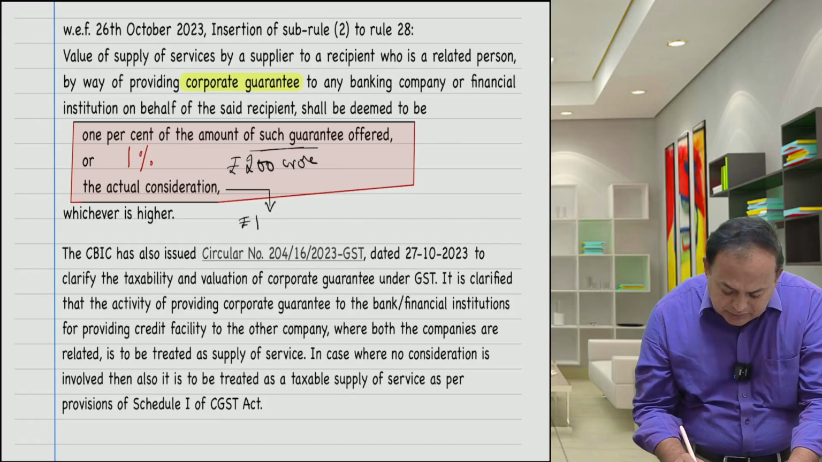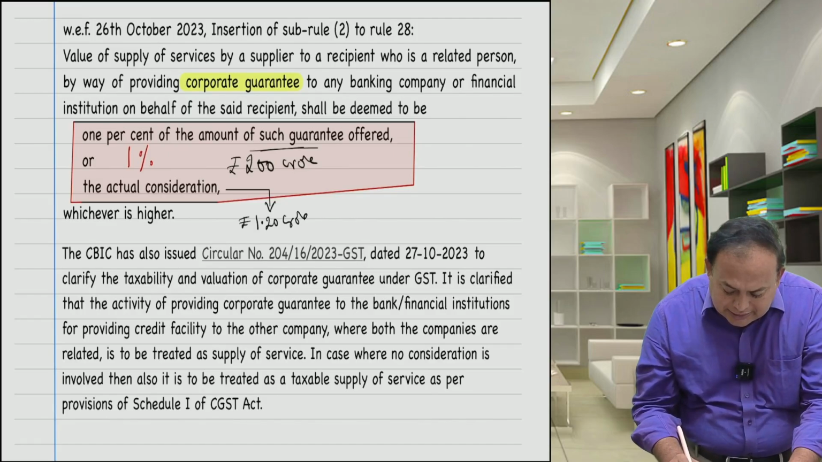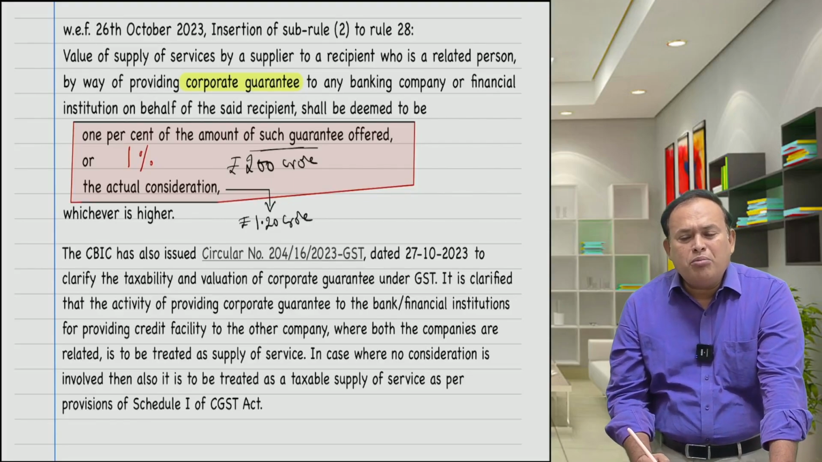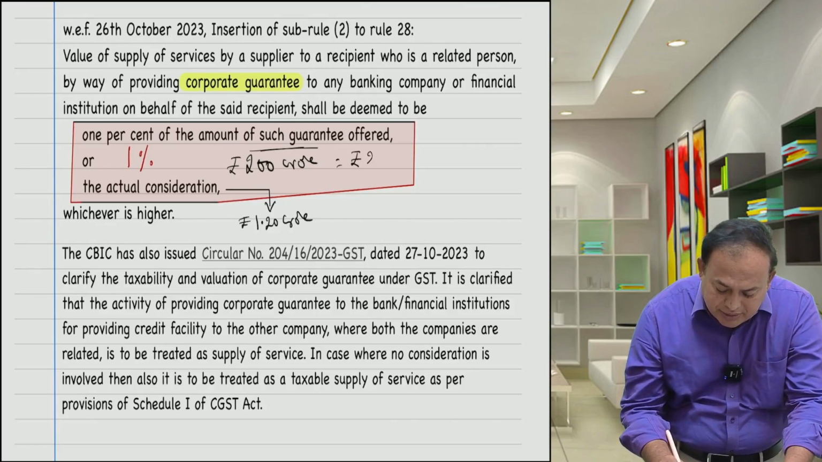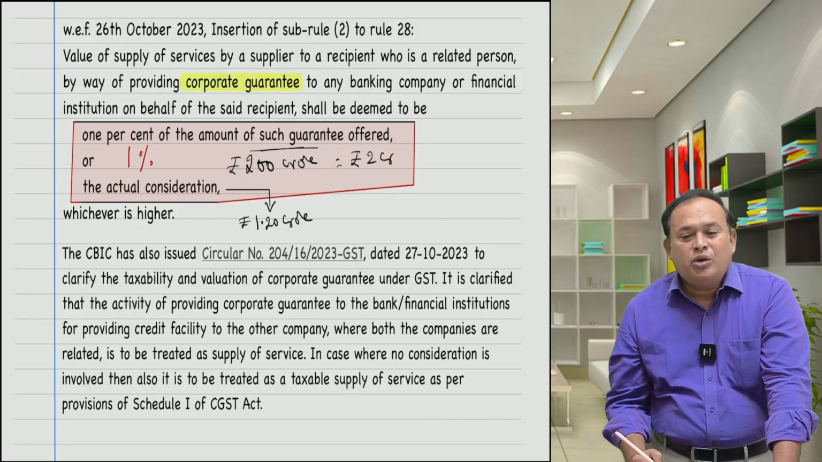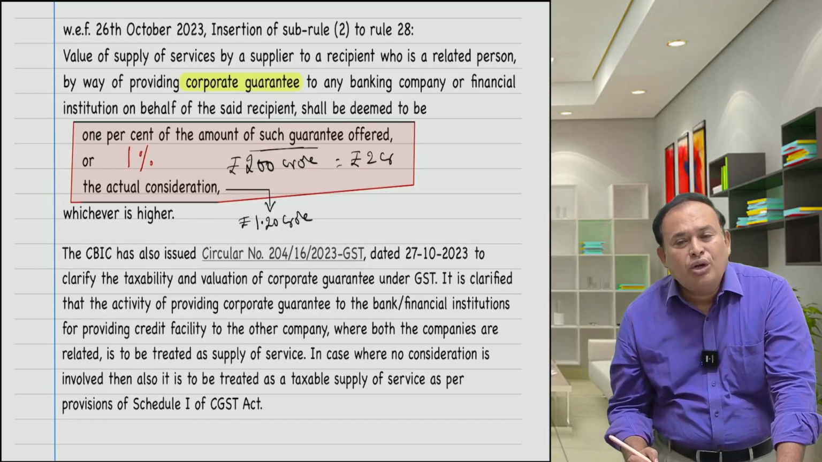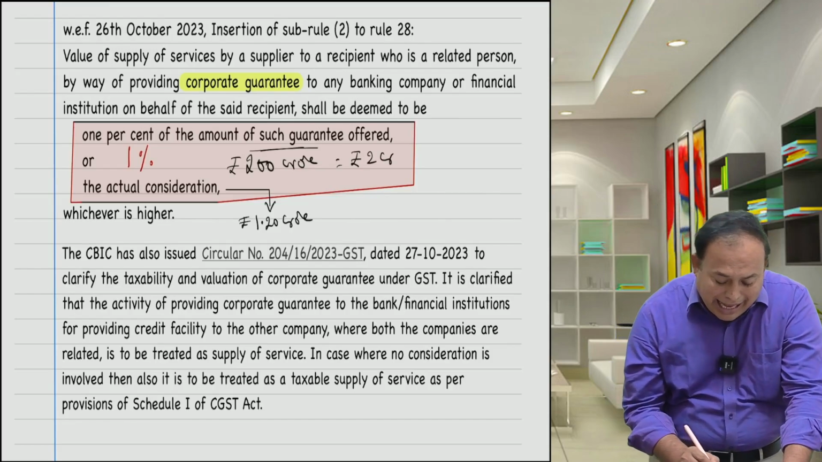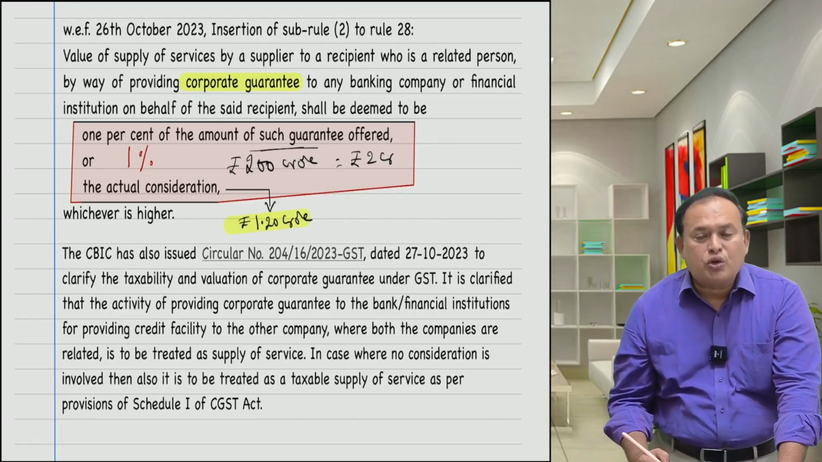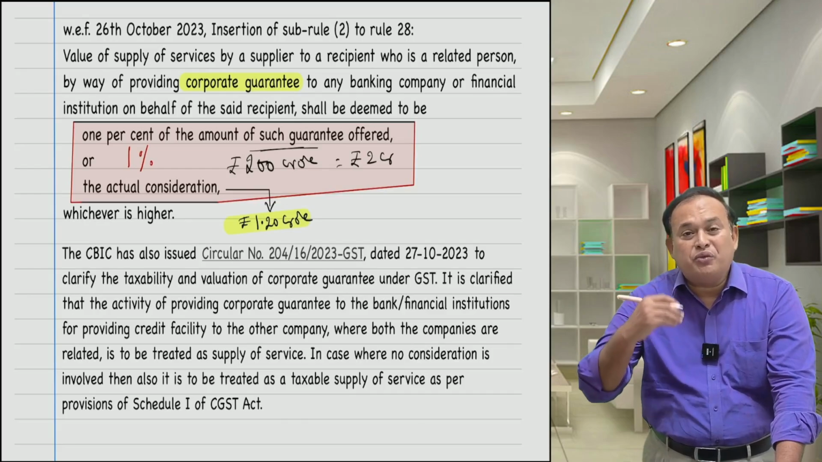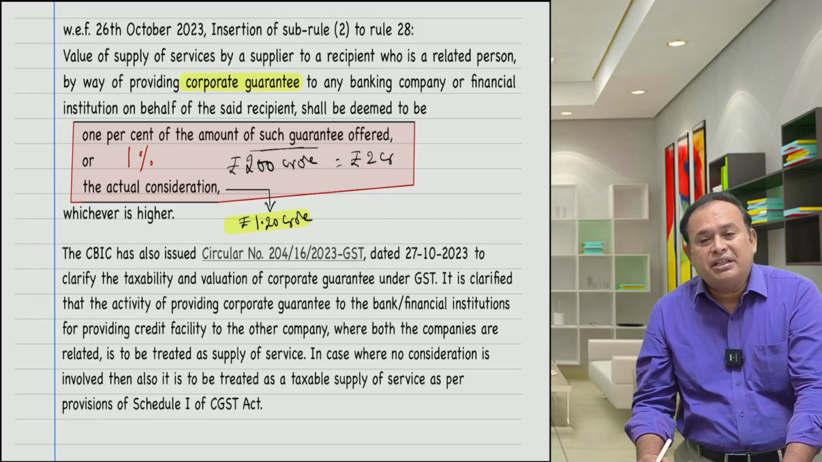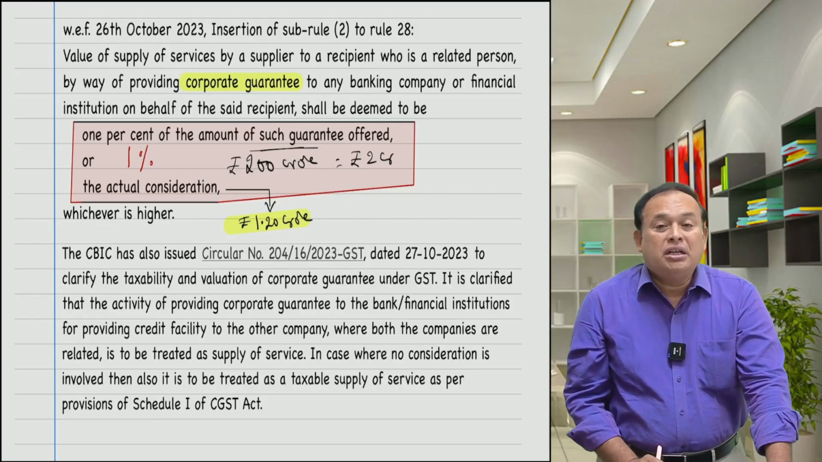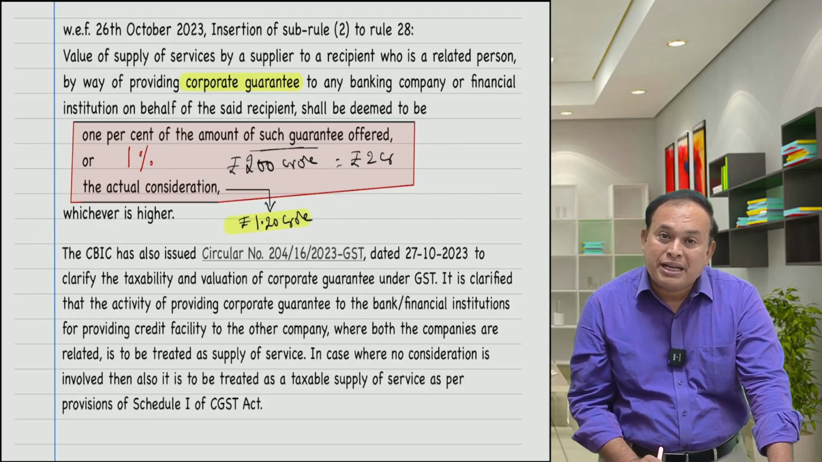rupees 1 crore 20 lakhs, 1.2 crore. Now 1% of 200 crores is equal to how much? Rupees 2 crore, my dear. 1% of 200 crore is equal to 2 crore, or actual consideration 1 crore 20 lakhs. Among the two, whichever is higher, 2 crores is the value of supply as per rule number 28, sub-rule 2, in the hands of the supplier of that particular corporate guarantee service.